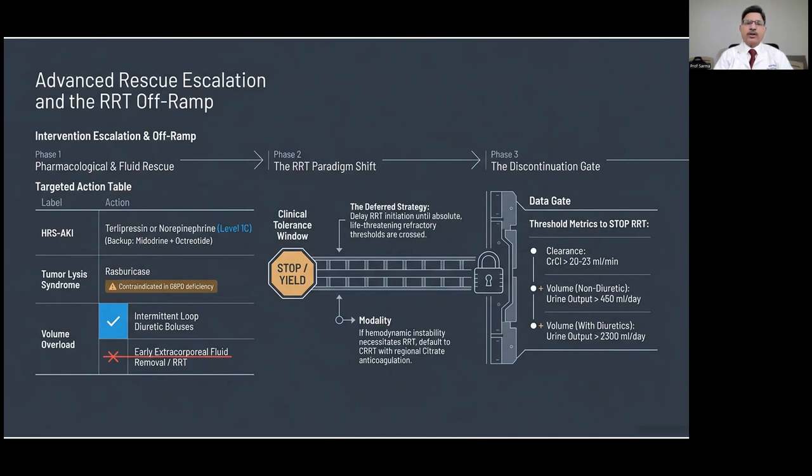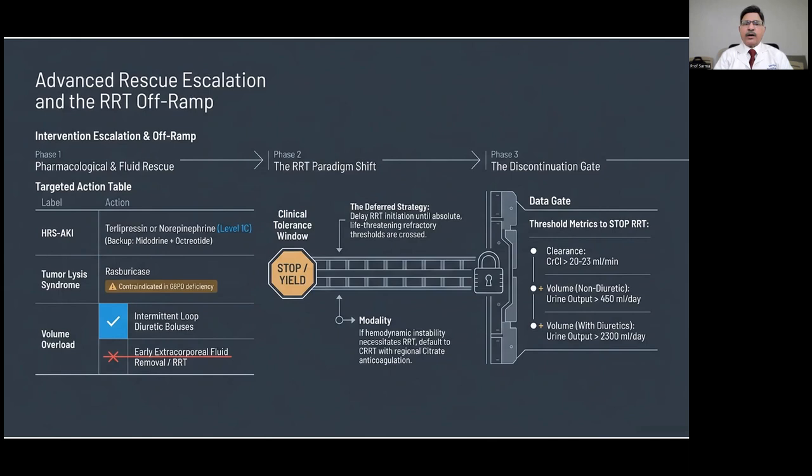HRS is hepatorenal syndrome AKI: terlipressin or norepinephrine, midodrine, octreotide, albumin. Tumor lysis syndrome, rasburicase is the drug of choice. Volume overload, intermittent loop diuretics. Early extracorporeal removal is not done now.